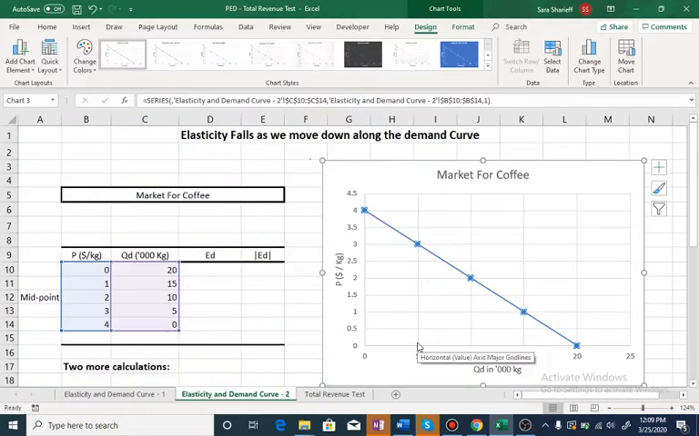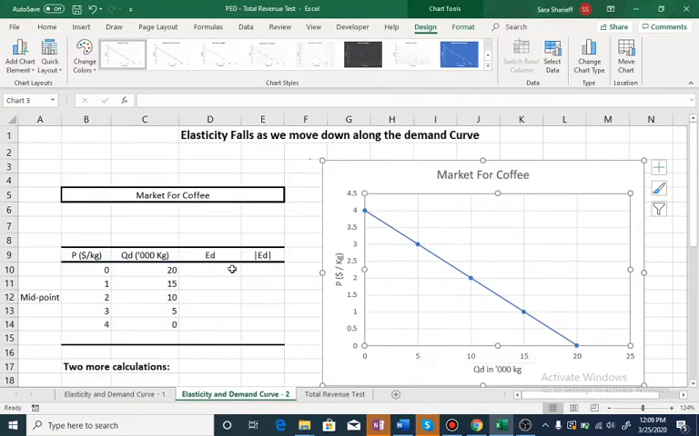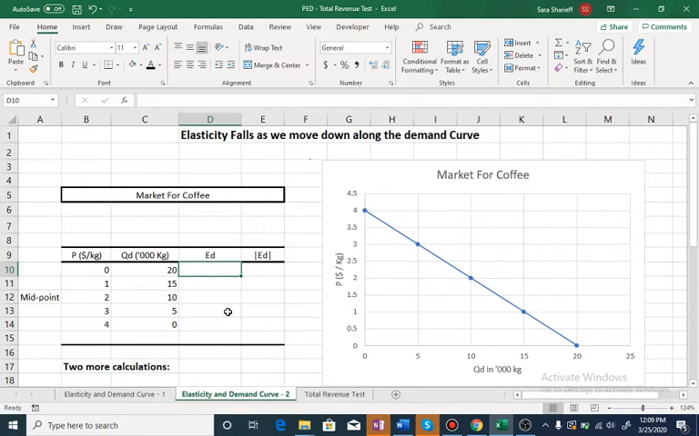Alright, now let's extend our discussion on how elasticity behaves along a linear demand curve. We have the data set in front of us. Using that data set, we have plotted the demand curve. Now what I want you to do is calculate the price elasticity of demand at all these data points. And which formula are you going to use? The modified formula, the formula which we derived in a previous lecture.